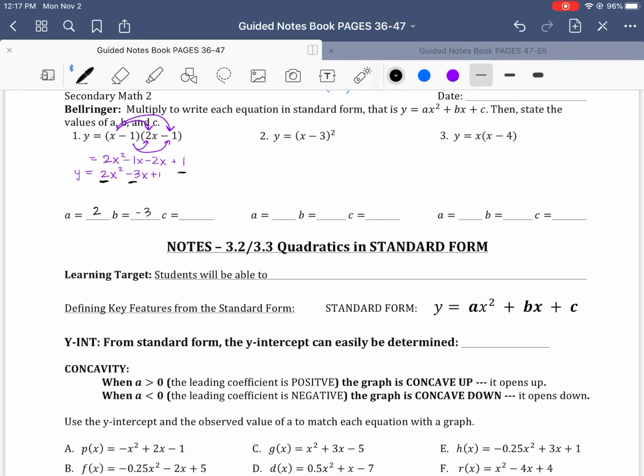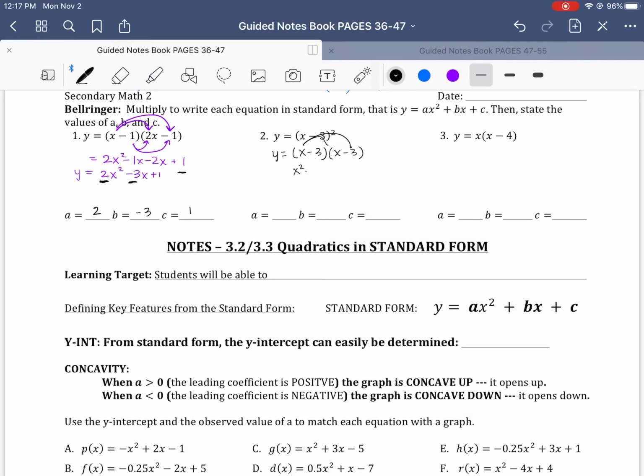And the c is the constant, so that's the 1. Oops, I underlined the other one. Same thing with this next one. Remember, if it's x minus 3 squared, then that means there's 2 of these, so we put them side by side. And then we could FOIL, so we get x squared.